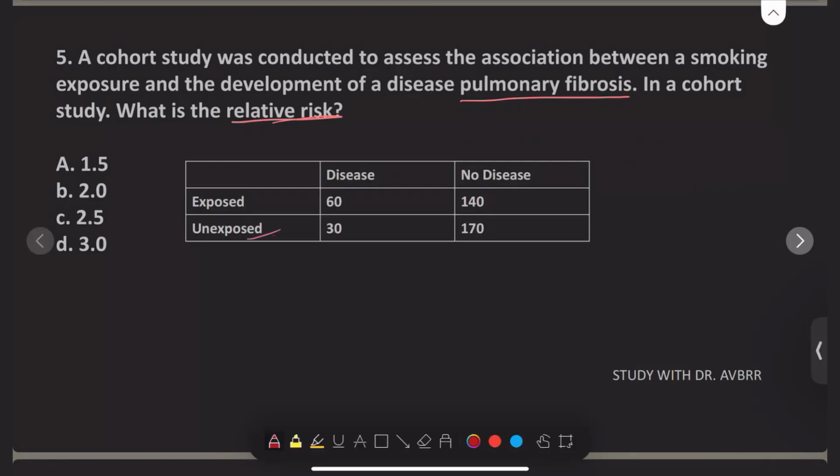Okay. So first, to understand this, let's just revise our cohort study. So what is a cohort study? How is it done? I'll tell you an example. Let's take the example which was given in the question first. Let's say I've taken a healthy group of people, since this is 200 and this is 200. Let's say I took 400 healthy people. Okay, and I divided them into two groups.